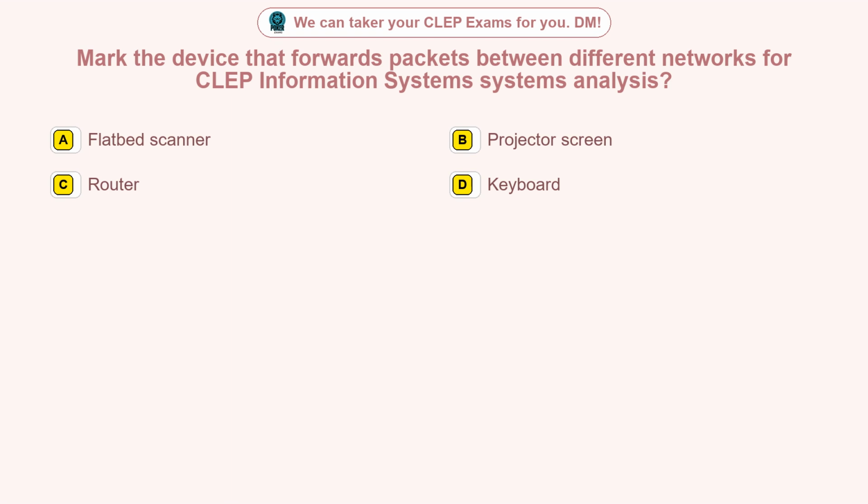Question 56. Mark the device that forwards packets between different networks for CLEP Information Systems analysis. Option A, flatbed scanner. Option B, projector screen. Option C, router. Option D, keyboard. The correct answer is option C, router.